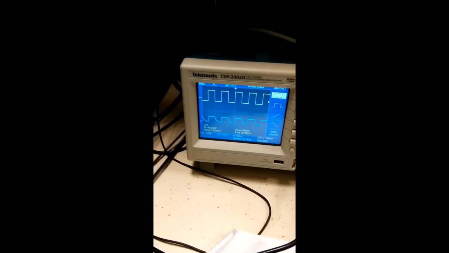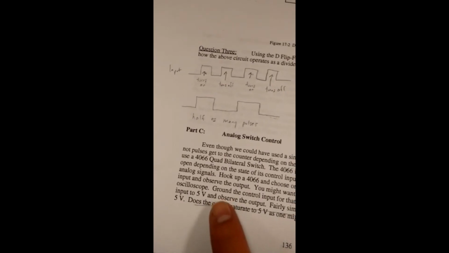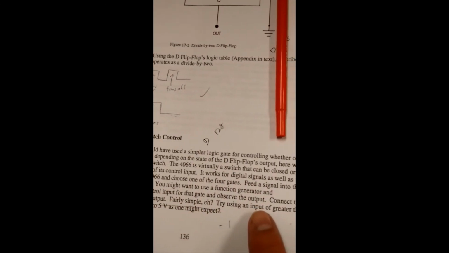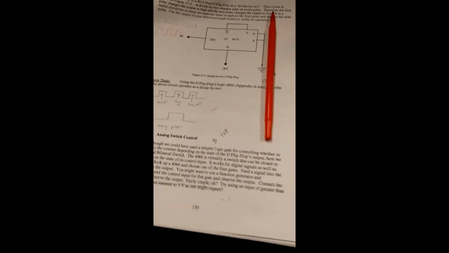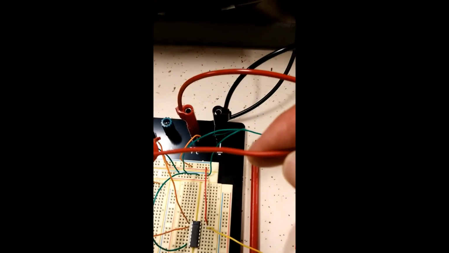Now part C also asks to connect an input of 5 volts non-stop. Yeah, this is what we observe. And try using an input of greater than 5 volts. So I can tell this: we input the 5 volts for pin 1, we feed in a 5 volts DC signal from the power supply.